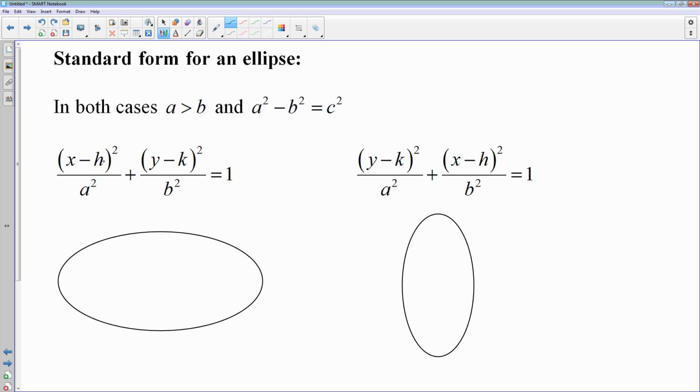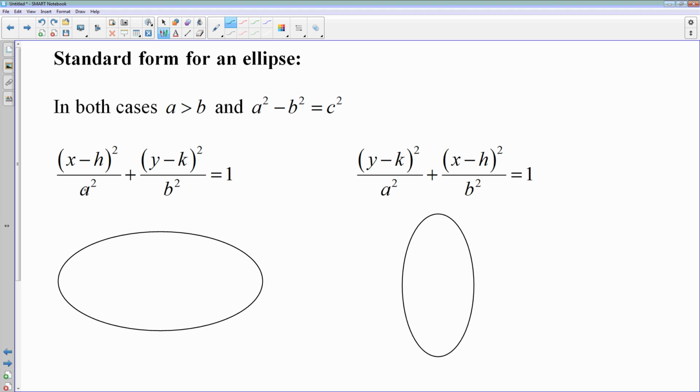The standard form for an ellipse looks like this. It's x minus h squared, you can read it. One thing to know about an ellipse is you will add the two fractions. If you see a minus sign right there, that's actually a hyperbola, which we're going to talk about later. The way I do the ellipse is I think a is always the bigger number, and it does need to equal 1.